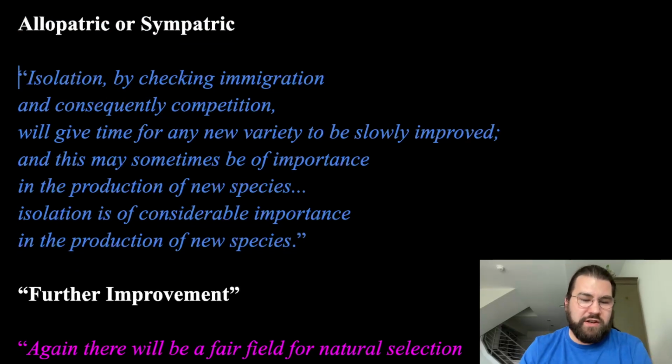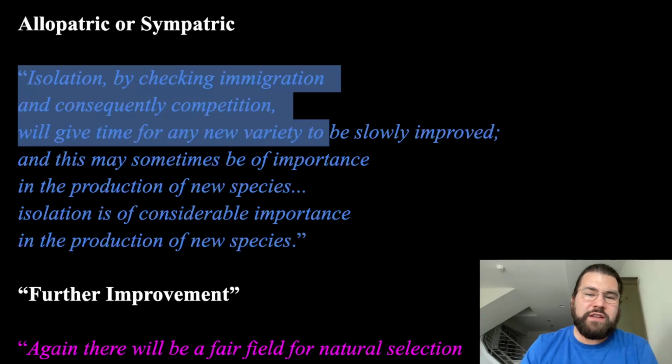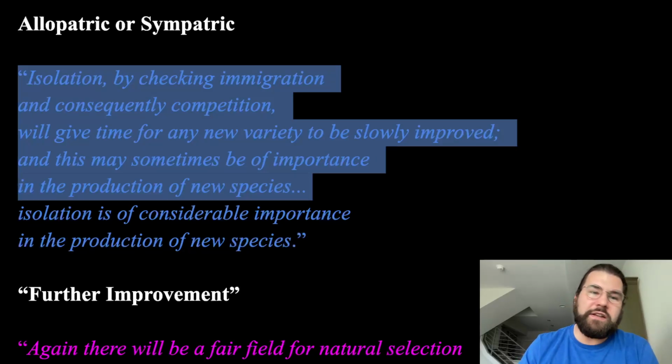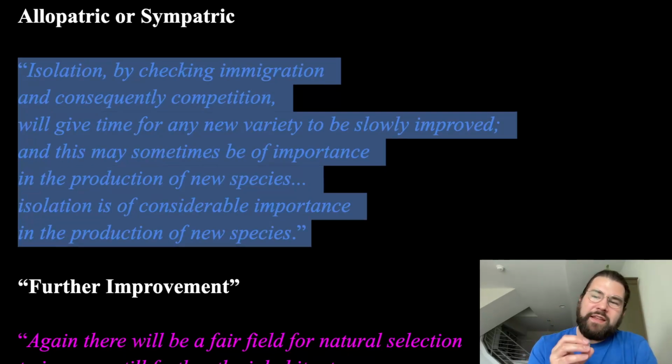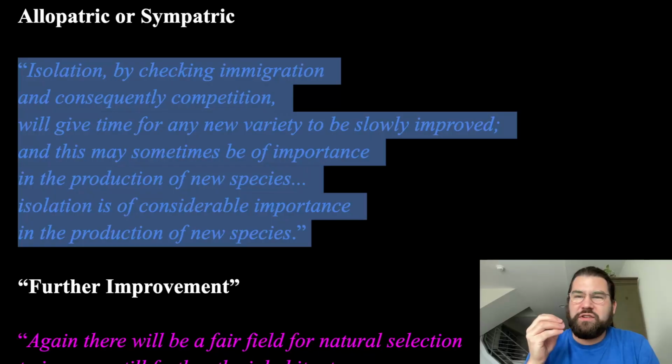Darwin says that isolation, by checking immigration and consequently competition, will give time for any new variety to be slowly improved. And this may sometimes be of importance in the production of new species. Isolation is of considerable importance in the production of new species. Just doubling down there at the end. So, again, isolation is key here, but you can still be isolated from someone that you're living in the same area as, right? As long as you're isolated reproductively, you can be, giving rise to new species over time.